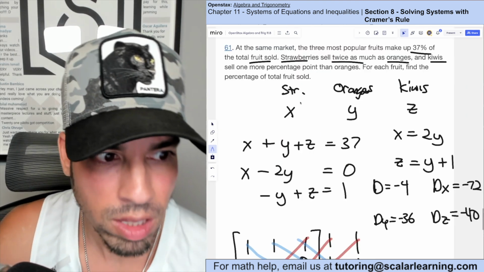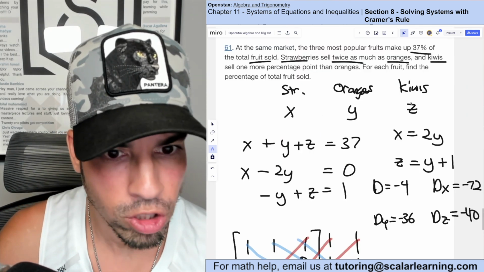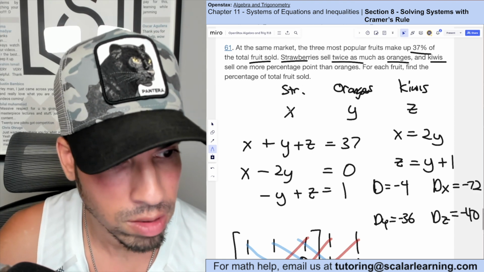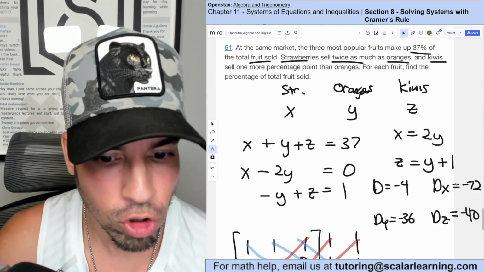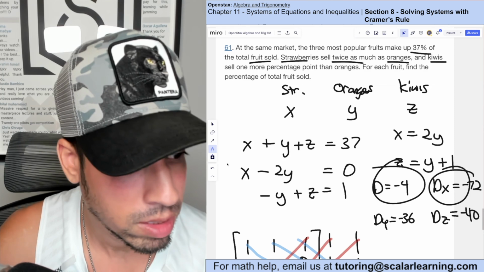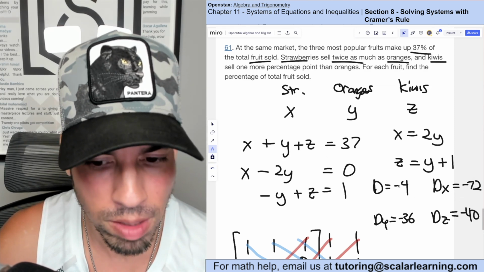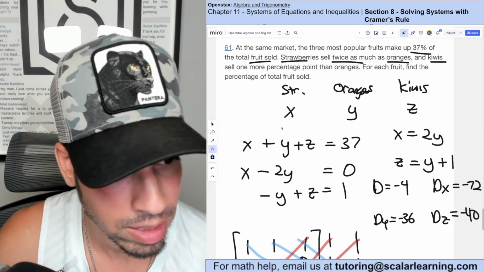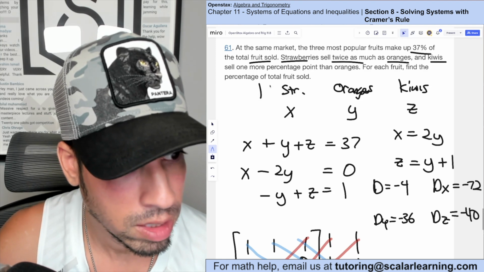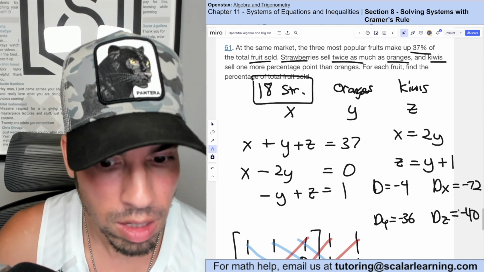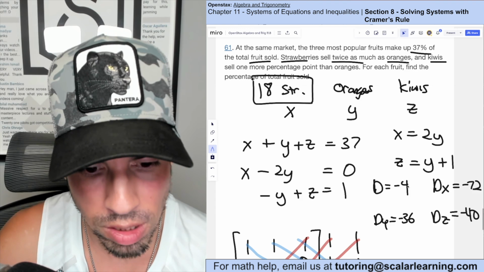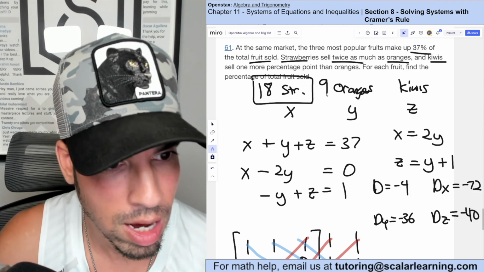Now we can calculate the number of strawberries, oranges, and kiwis. Again, it's nice that we have this little chart up here. So to get strawberries, we do dx divided by d, which is -72 divided by -4, which is 18. So we got 18 strawberries. Then for oranges, we get -36 divided by -4, which is 9.